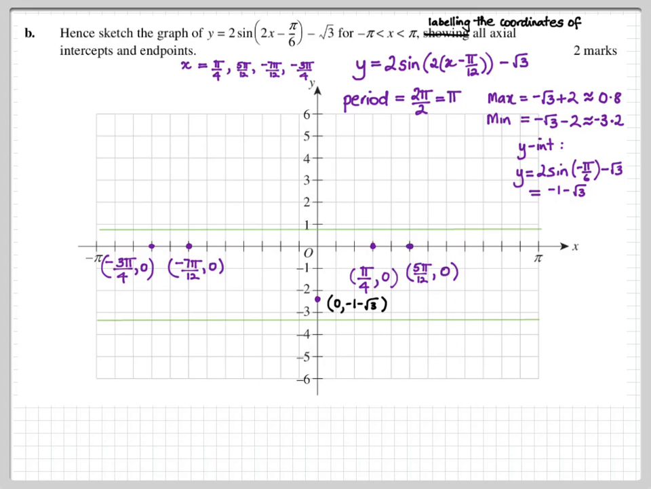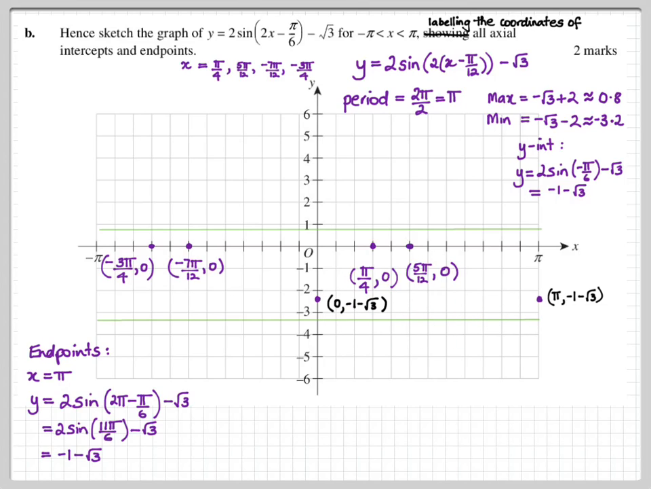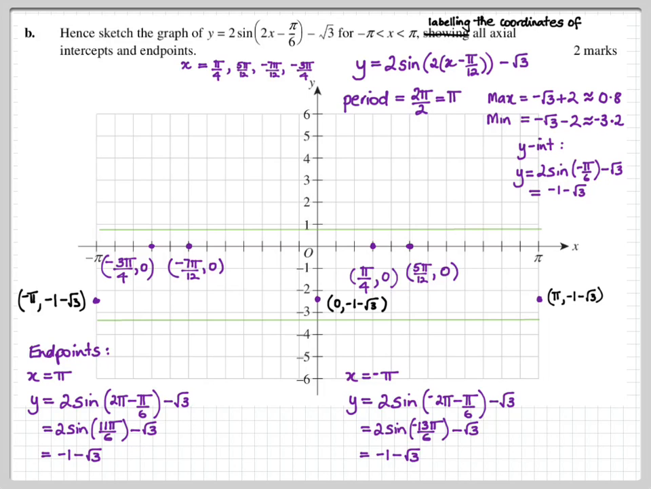And the next thing we need to do is find the endpoints. So we'll start with the endpoint at pi. Since pi is the endpoint of our domain, it's given up here, that means we'll substitute pi into the equation. We get 2 pi minus pi on 6, which is 11 pi on 6. That also gives us minus 1 minus root 3. So we'll just put that into our graph as a point, and we do the same for minus pi. So we substitute minus pi, we get minus 2 pi minus pi on 6, and that also gives us minus 1 minus root 3, put in the point.